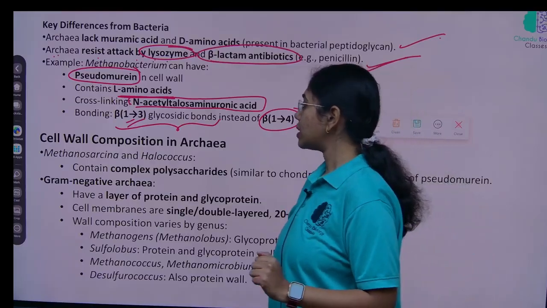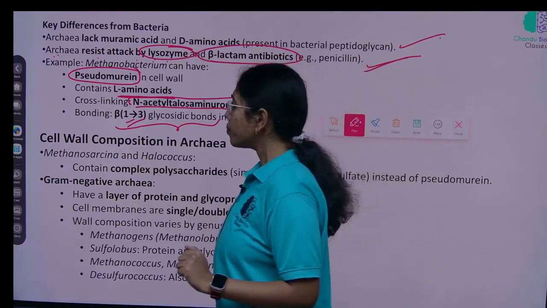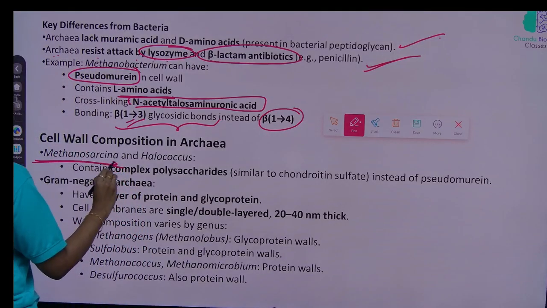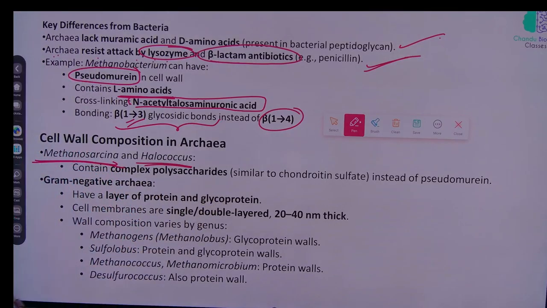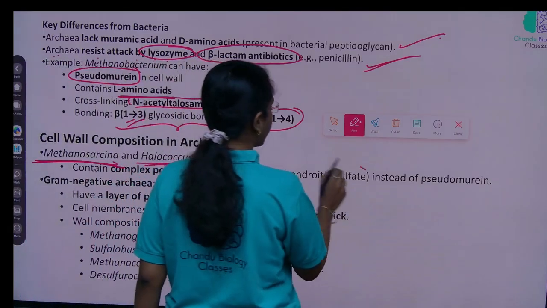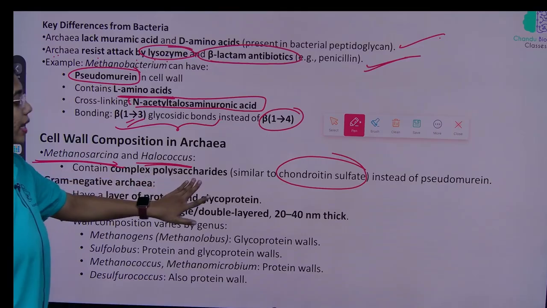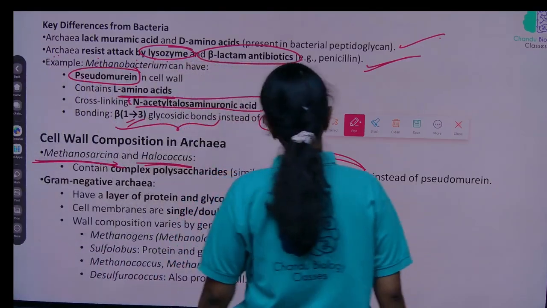And cell wall composition in archaea: Methanosarcina and Halococcus contain complex polysaccharides similar to chondroitin sulfate. Instead of pseudomurein, they have complex polysaccharides which are similar to chondroitin sulfate.